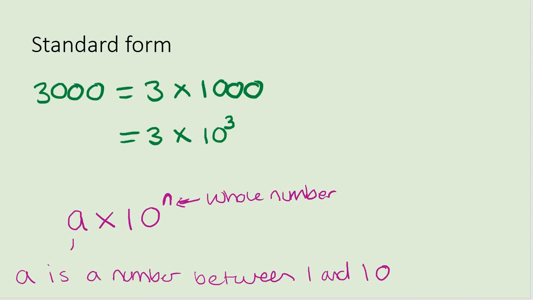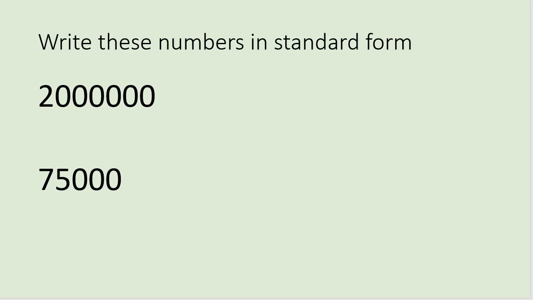Okay, so I'm going to just give you some examples of how to write numbers in standard form. So these first two ones, I've got 2 million and I've got 75,000. So we're going to write this as a number between 1 and 10 times by 10 to the power of something. So I know what my start is. I'm going to write that as 2 times 10 to the something, and I need to work out what that something is. And the way we work it out is we look at how many decimal places has moved.